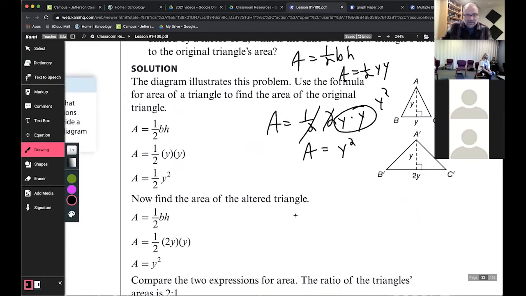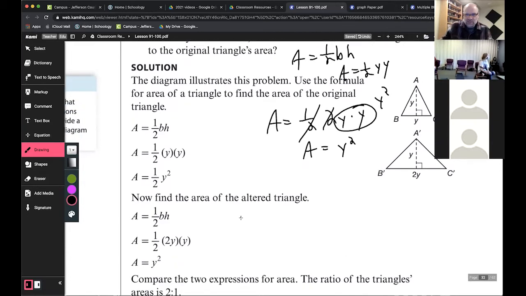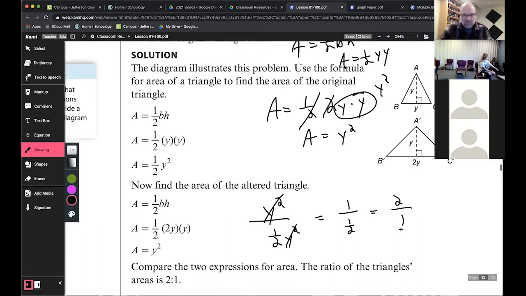Well, let's see if we can make a ratio. So we're trying to find the ratio of the new triangle area to the original. Okay, so here's the new triangle area, and here's the original. If we simplify this a little bit, we could cancel the y squareds, and we have 1 over 1/2. Well, let's double this because we don't like fractions. So if we double it, we just have a 2-to-1 ratio.